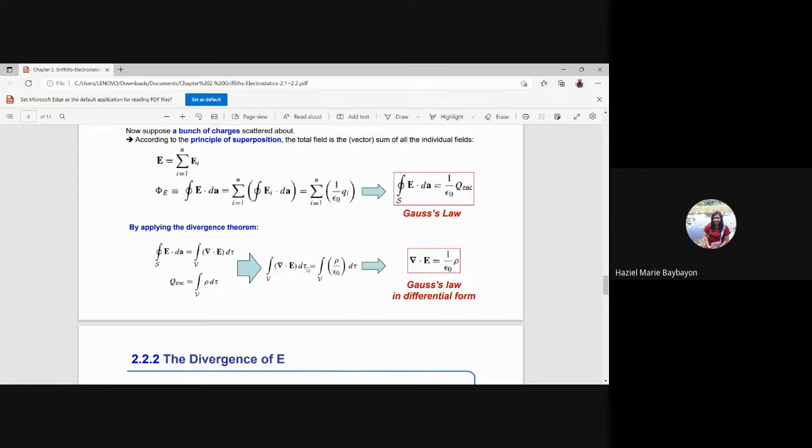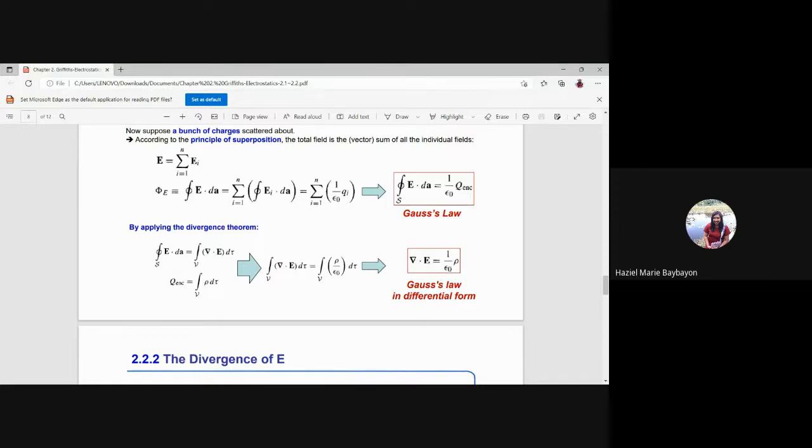Okay, so therefore, we can say they are the same, the volume integral of d tau here and d tau also here. Meaning to say, by the previous class, the divergence of E is actually equal to this one. So they are equal. Two integrals are equal if the integrands are the same. Okay, therefore, we can deduce that the divergence of E is equal to rho over epsilon naught.